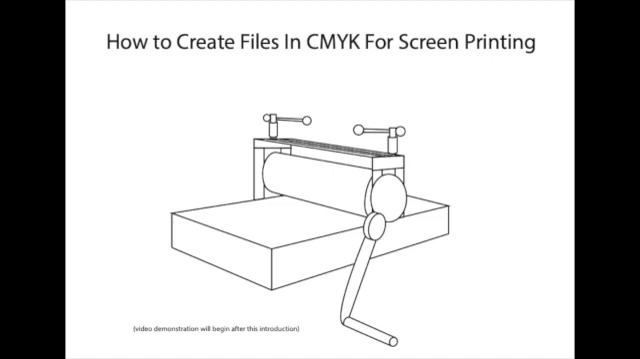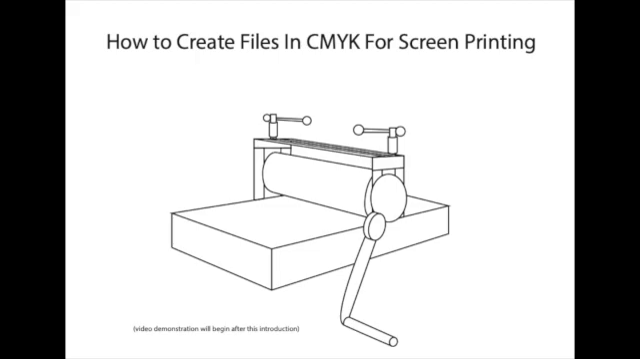The CMYK color model, also known as process color or 4-color, is a subtractive color model based on the CMY color model used in color printing. And it is also used to describe the printing process itself. The abbreviation CMYK refers to the 4 ink plates used: cyan, magenta, yellow, and key, or black.